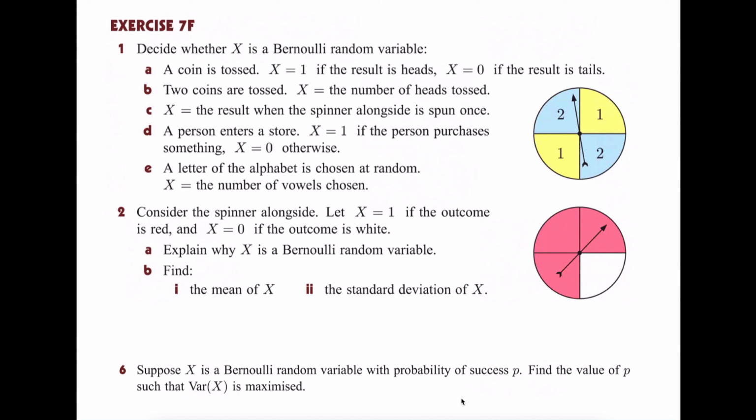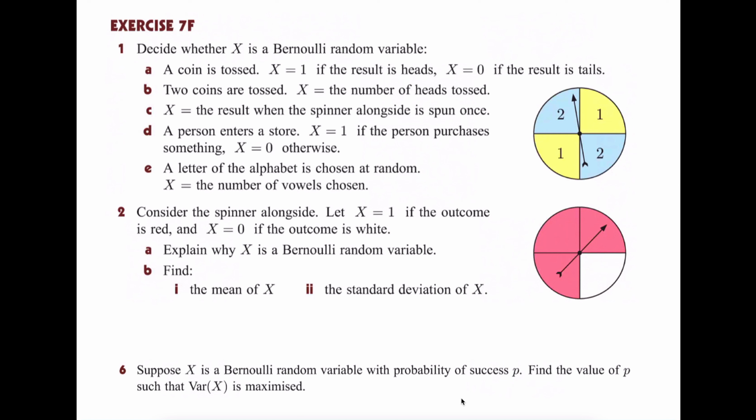A person enters the store, x equals 1 if the person purchases something, x equals 0 otherwise. That is, you've got a success and a failure. And a letter of the alphabet is chosen at random, x is equal to the number of vowels chosen. Well, obviously, no. When it says x is the number of vowels chosen, it's wrong.